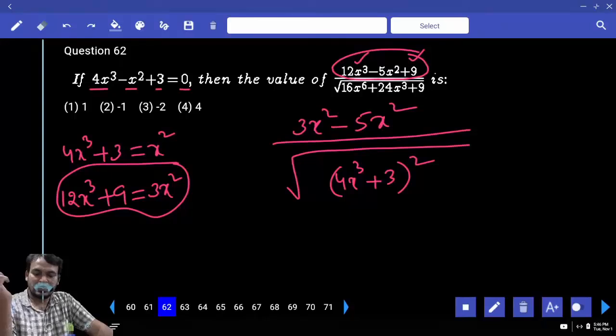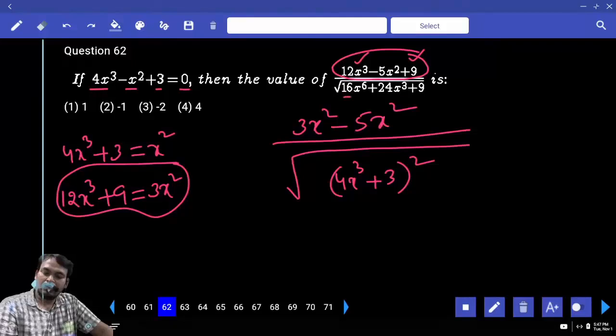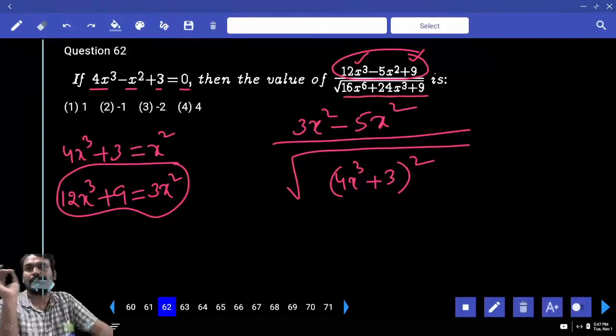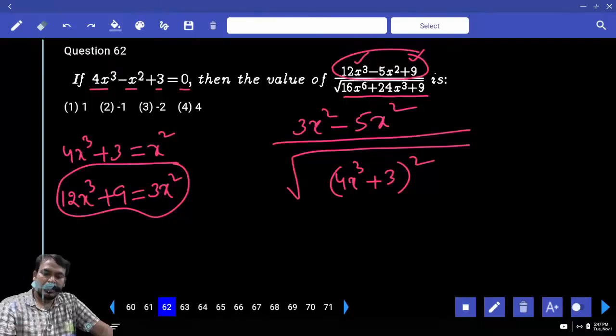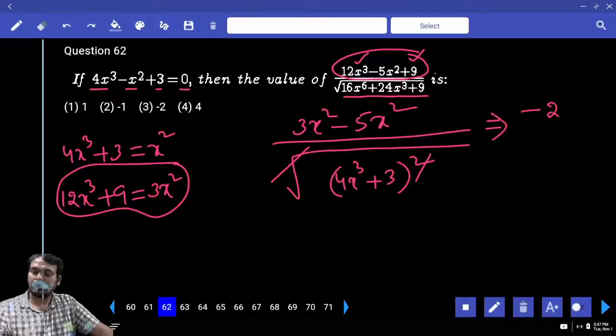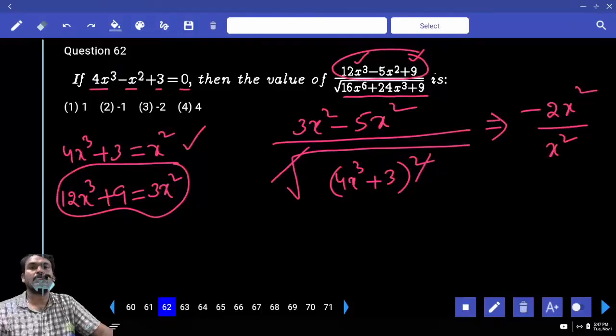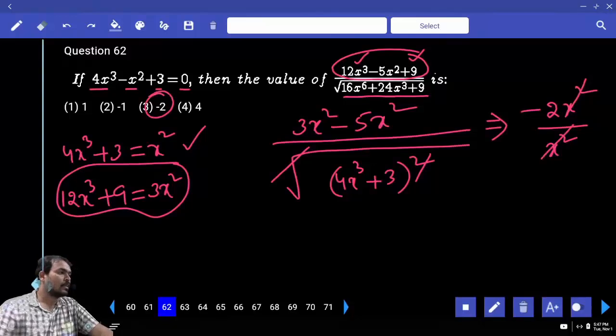One is 16x power 6 plus 9 plus 2 into 4 into 3, nothing but 24x cube, or not? In place of the root value we write directly (4x cube plus 3) whole power 2. Square and root are cancelled or not? Numerator: minus 2x square or plus 2x square? Minus 2x square. Denominator 4x cube plus 3, but that means x square. Divide by x square, x square cancels. What is the answer? Minus 2 or plus 2? Minus 2.